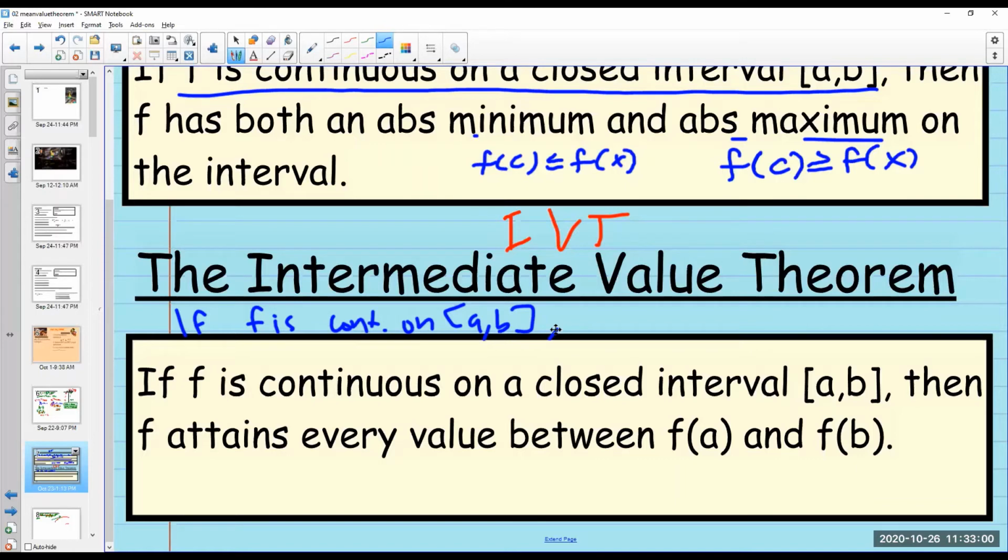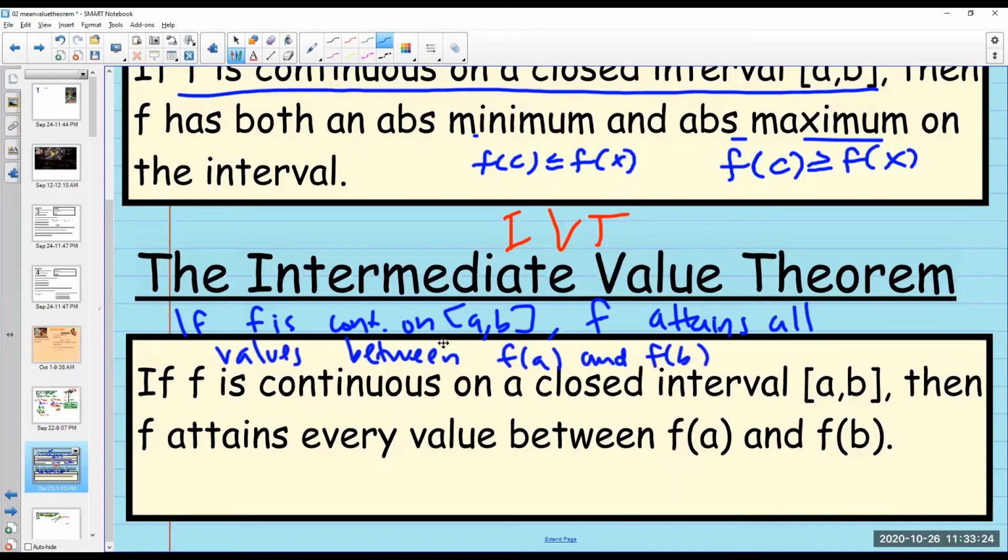And IVT says that if the function is continuous, you're going to hit every value between this y value and this y value. Guaranteed you'll hit every value in between. So IVT says f attains all values between f of A and f of B.